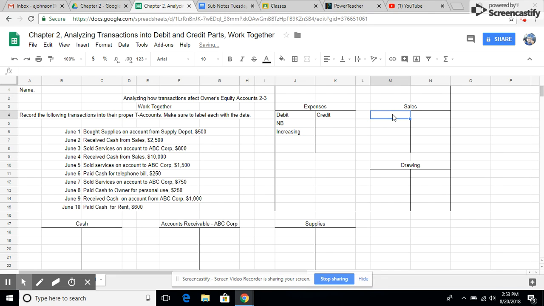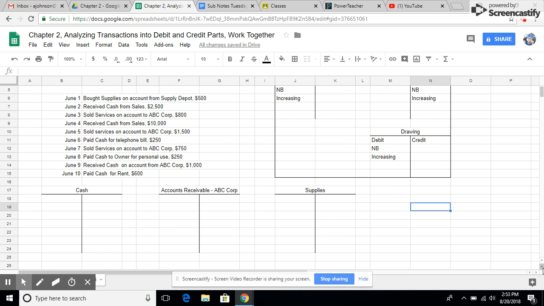For sales accounts, we have a debit on the left, a credit on the right. Sales accounts have a normal balance on the credit side, meaning the credit side is the increasing side. And drawing accounts have a debit on the left, credit on the right, and drawing accounts have a normal balance on the debit side, meaning that the debit side is the increasing side. Okay, so these are the new accounts that we're going to be working with.